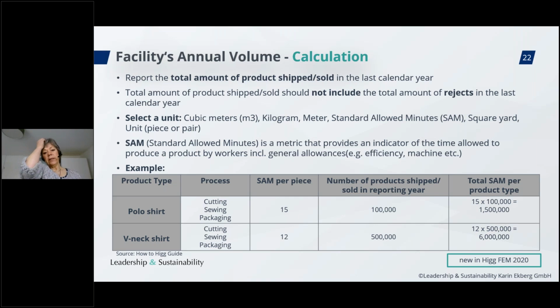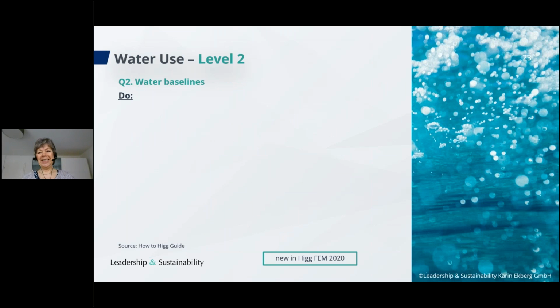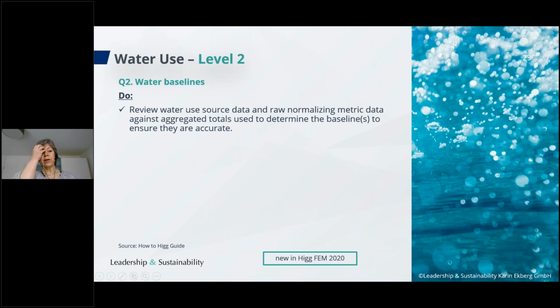Okay? And so if you want to go ahead and use the SAM as your normalizing factor, you can do that. But it is, of course, for every factory, it depends what is the best. So you need to consider your own situation and try to figure out what is the best way for me to calculate my baseline. And now again, guidance from SAC regarding what you can do, what you should do when you develop your water baselines.